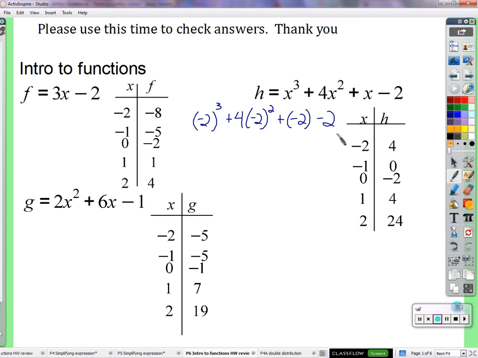We have an exponent, another exponent. Raising something to the third power means to multiply it by itself 3 times. -2, -2, -2. So -2 times -2 is what? 4. Times -2? -8.